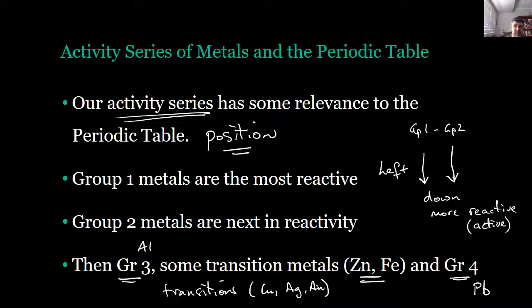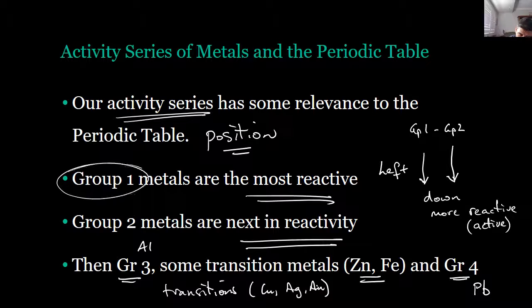Now, these are kind of trend positions. They're not fixed, and it's very difficult to just look at the periodic table and automatically say, well, these ones here are going to be the most reactive and these ones are going to be the least reactive. We can do that for these two groups. Certainly, there are some very clear patterns that emerge for both the group 1 and the group 2 metals, but it gets a little bit more complicated after that.